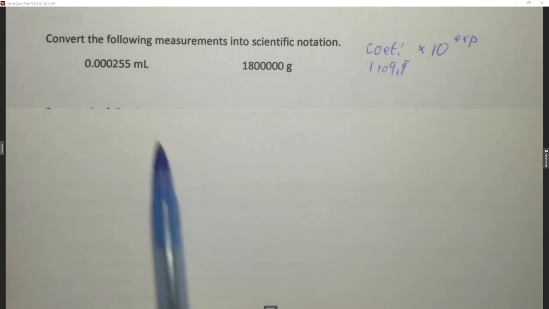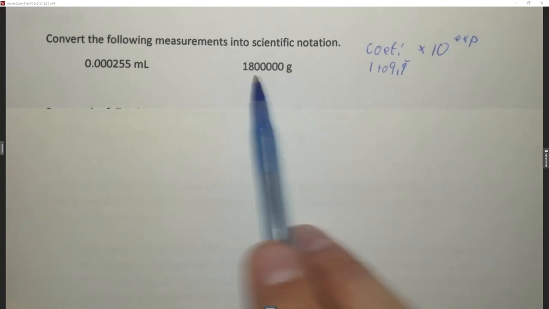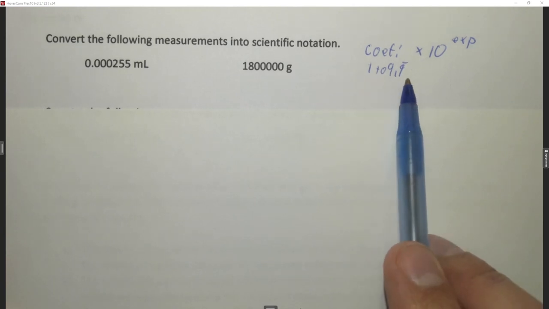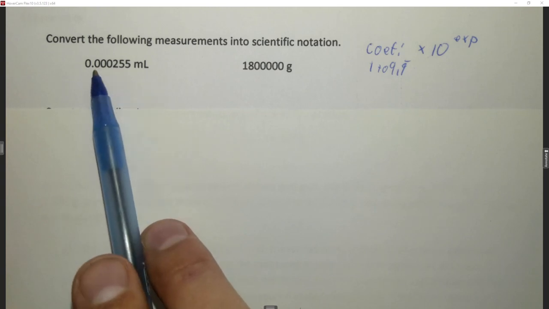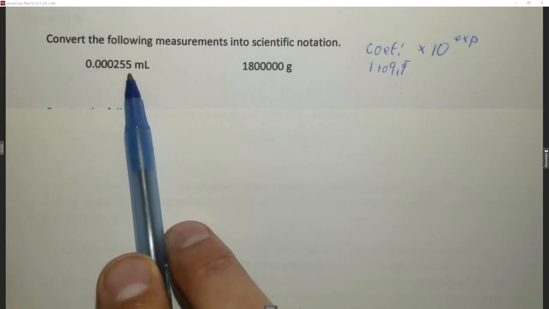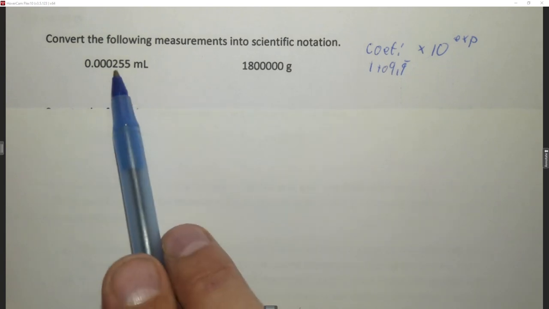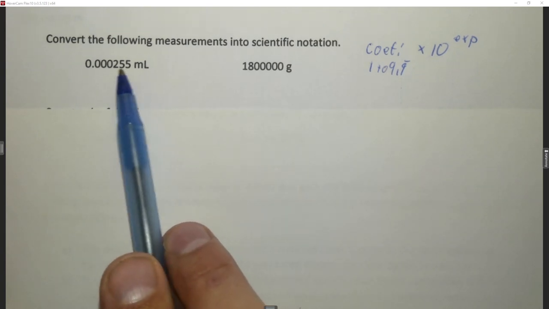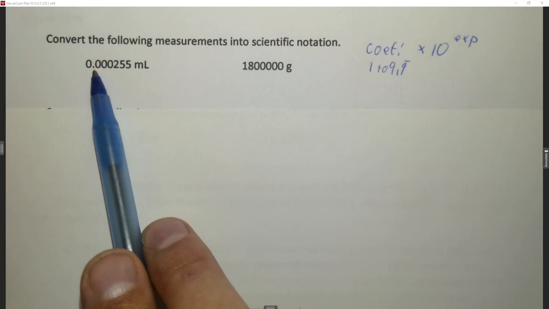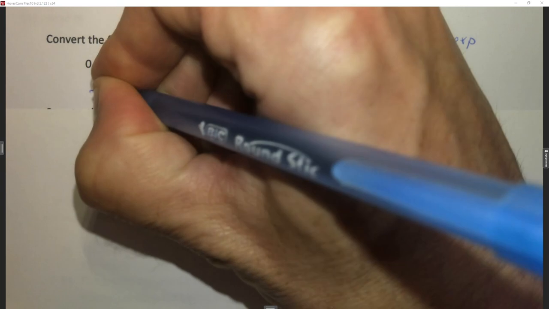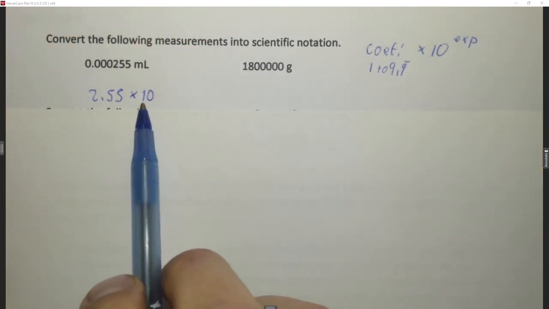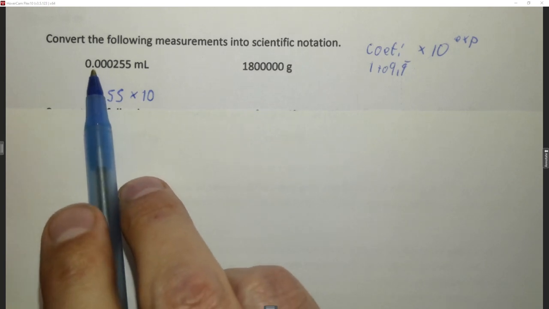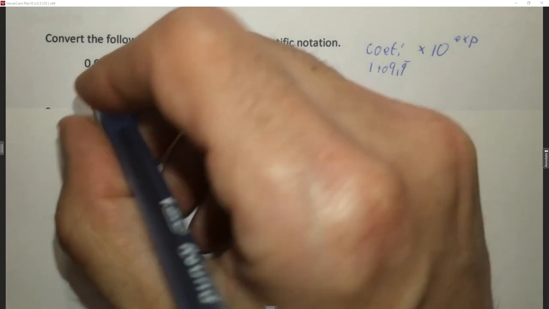So the trick to doing these things is we need to convert these numbers into a number between 1 and 9.999. And to do that, we're going to move the decimal place. So if we look here, we have 0.000255. And what we're going to end up making our coefficient is 2.55. So this is basically done by moving this decimal place over here. So we're going to put 2.55 times 10. Now, in order to find the exponent, we need to figure out how many times we've moved this number, or moved the decimal place.